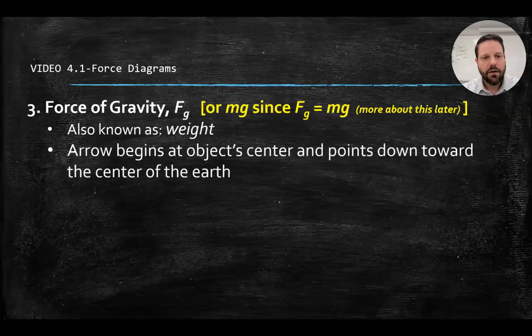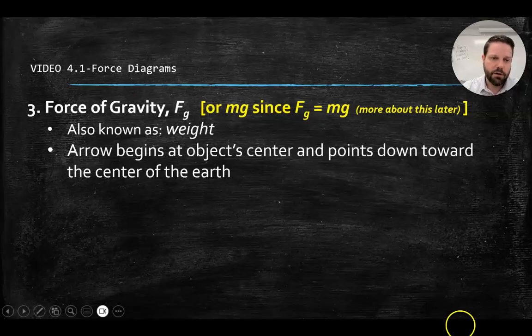So the arrow is going to begin at the object's center point because there's no contact required for Earth to pull on us. And that force is going to point downward toward the center of the Earth. I put also here that force of gravity, in colloquial terms, is typically called weight. So force of gravity and weight are synonyms.